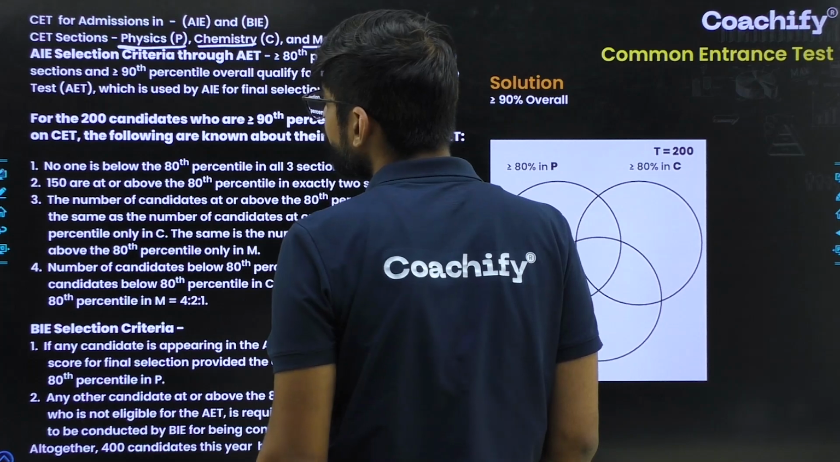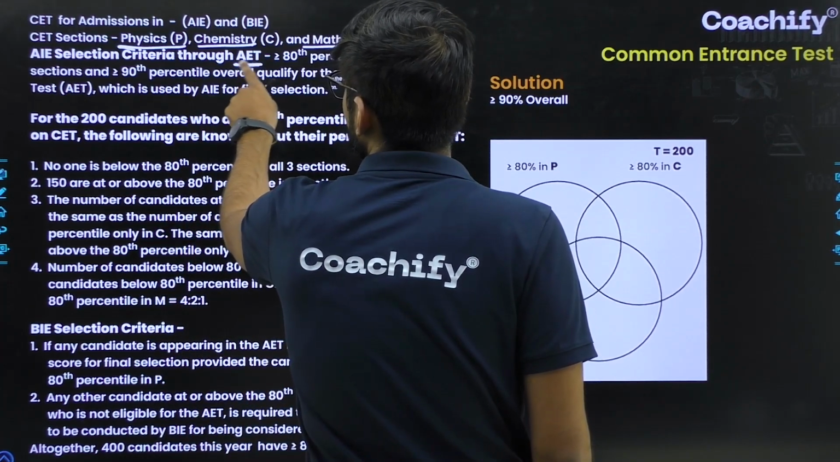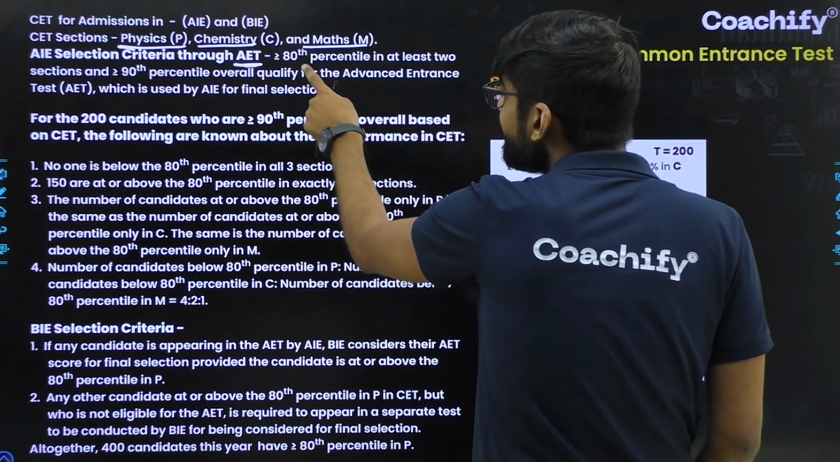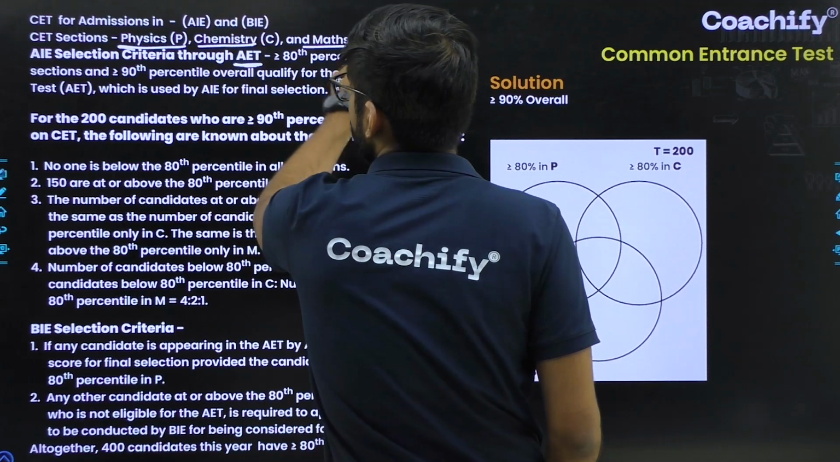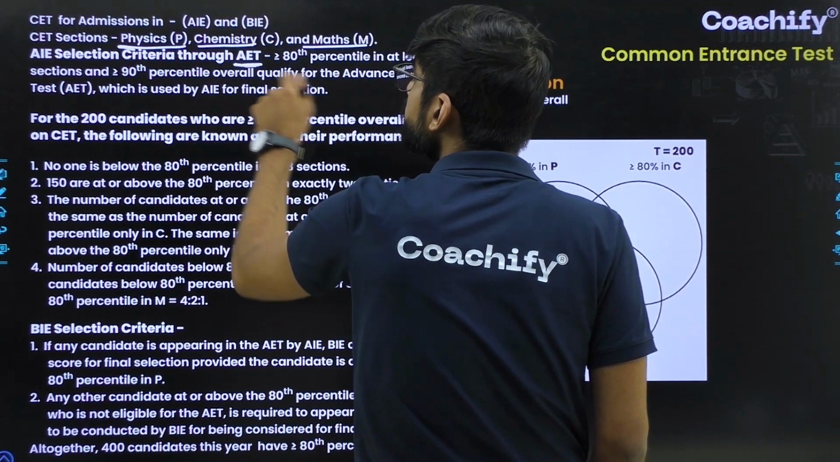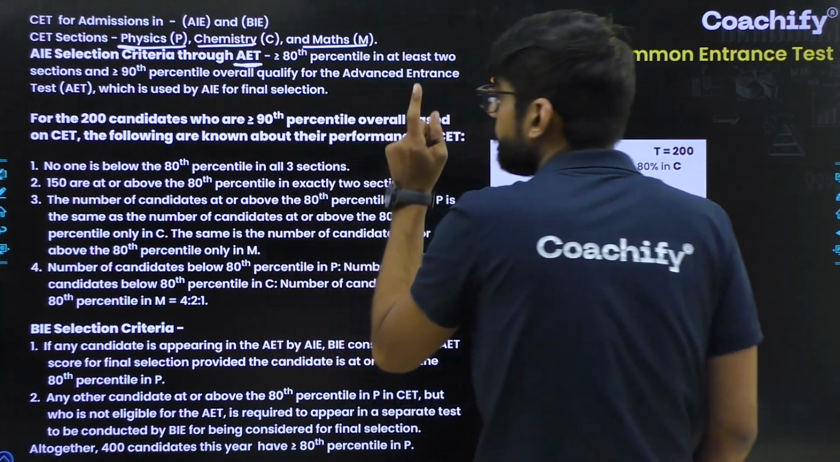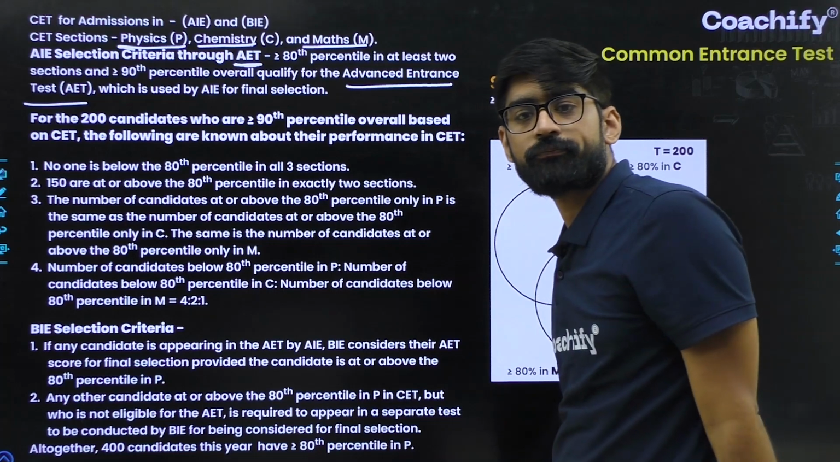And it says that for AIE, the selection criteria through AET is the candidate must have at least 80 percentile in at least two sections out of these three, as well as 90 percentile overall. A minimum of 90 percentile overall will qualify for the advanced entrance test, which is AET, right?